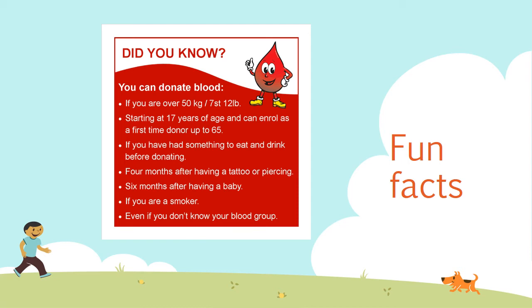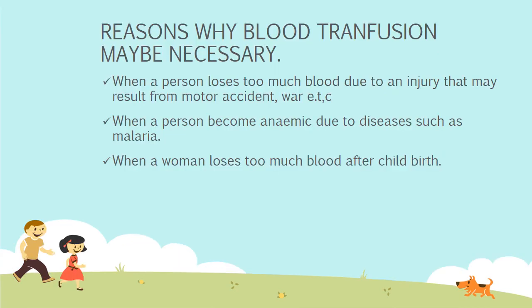6 months after having a baby, you can also donate blood. And if you are a smoker, you can also donate. And if you don't know your blood group, you can also donate. Why can you donate even if you don't know your blood group? Because after donating, you'll be given a card which shows you donated, and also shows which blood type you are. So you just donate freely, then you are told which blood group, and it's going to help somebody of that blood group.